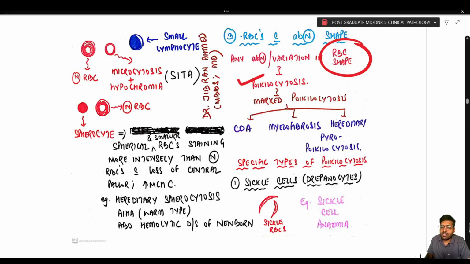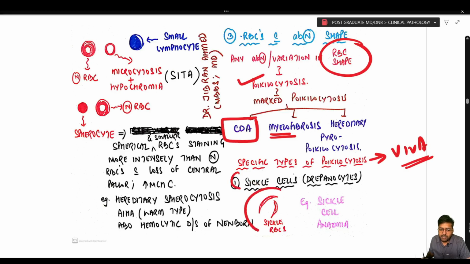Marked poikilocytosis is characteristic of congenital dyserythropoietic anemia, myelofibrosis, and hereditary pyropoikilocytosis. Now, specific types of poikilocytosis, again, very favorite examiner question, very important viva question. Okay, so the first important type is sickle cells.